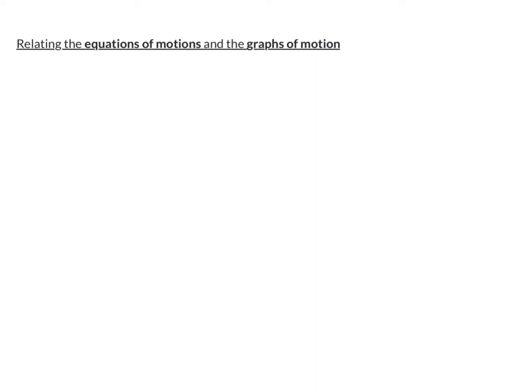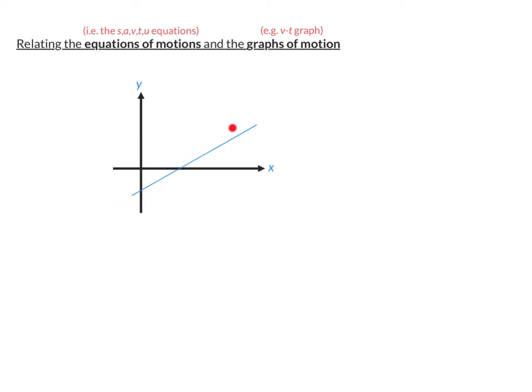In this video, I will show you the basics of how to relate the equations of motion with the graphs of motion for an accelerating object. From your maths class, you should have learned that if a pair of quantities x and y have a straight line relation in the plot of y against x, they can be related by the equation y equals a constant times x plus another constant.